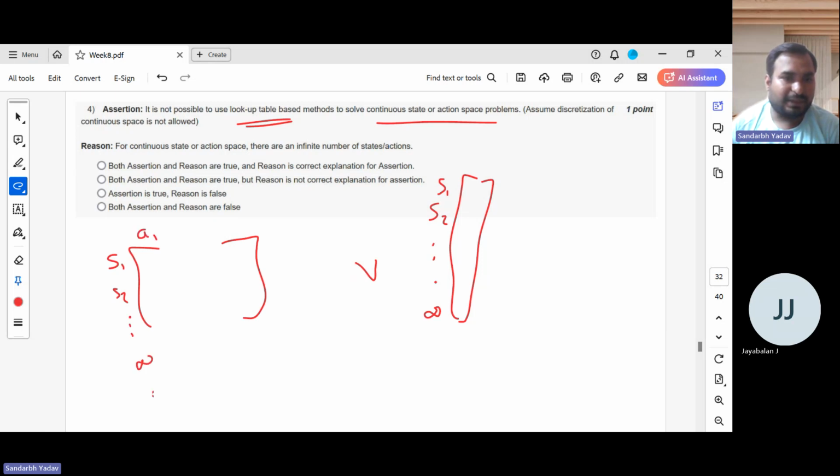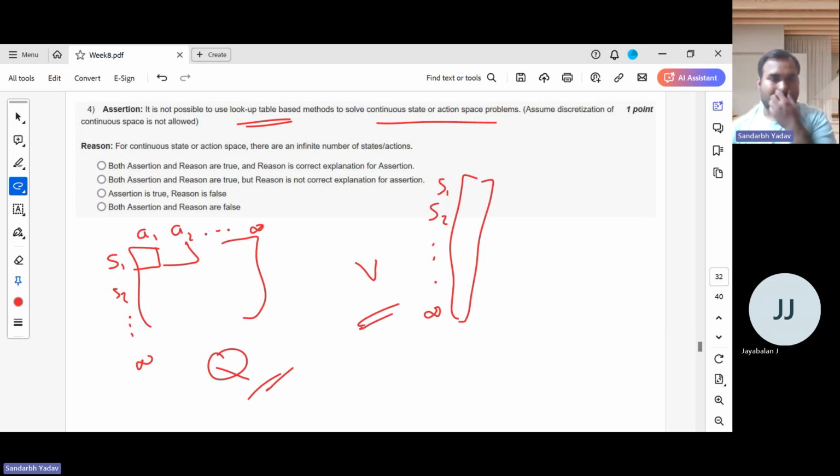And here you will have actions A1, A2 till infinity, and you will have a cell. So this will be used for the Q function and this will be for the value function. So you cannot use tabular approaches in those settings. So this is essentially true. It is not possible to use lookup table-based methods to solve continuous state or continuous action problems.